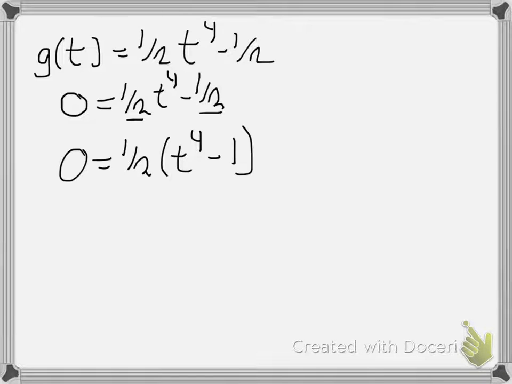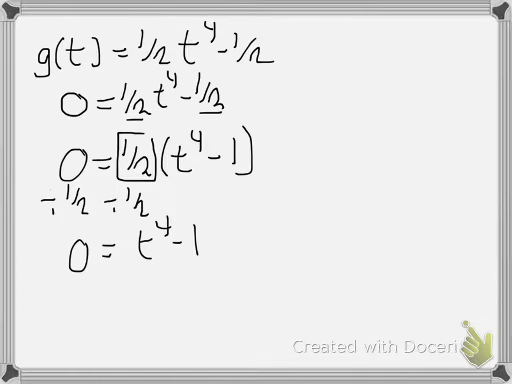Now, ladies and gentlemen, what happens to this 1/2? Well, if we were to take this problem right now and divide by 1/2, what would happen? We would get 0 divided by 1/2, which is 0, and then 1/2 divided by 1/2 is 1, so we would just end up with t to the 4th minus 1. So what happens to that half? It disappears. It's just a common factor that you can divide everything by. It is not one of the zeros of the function. Several of you said that 1/2 was the zero of the function, and it's not.